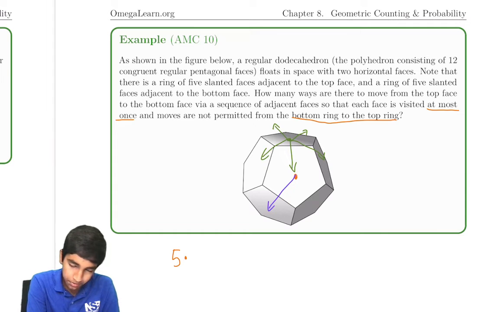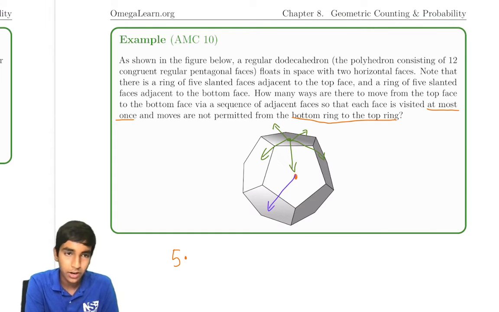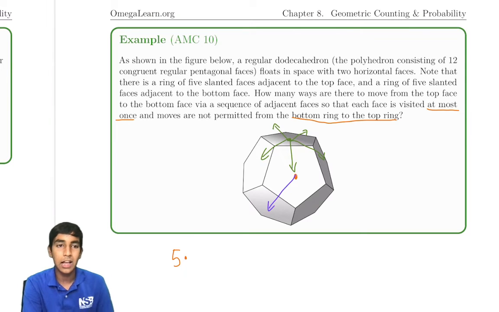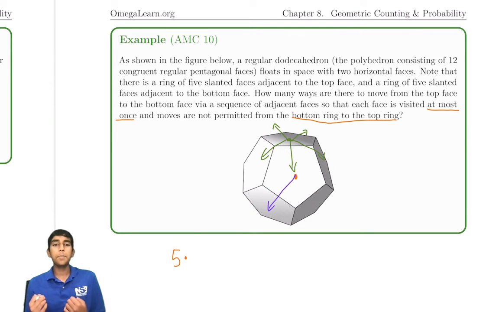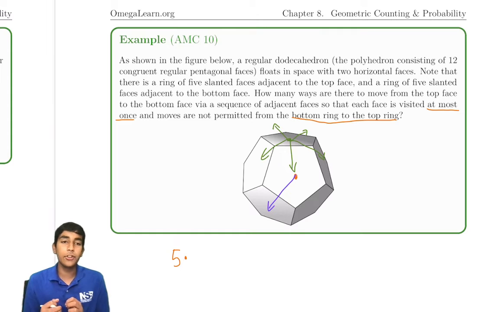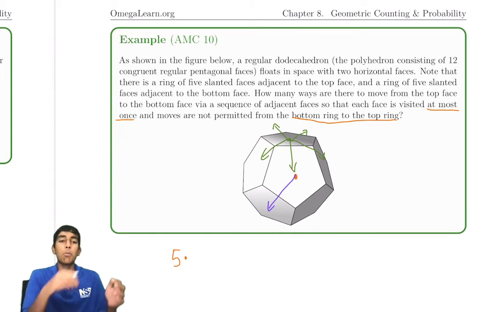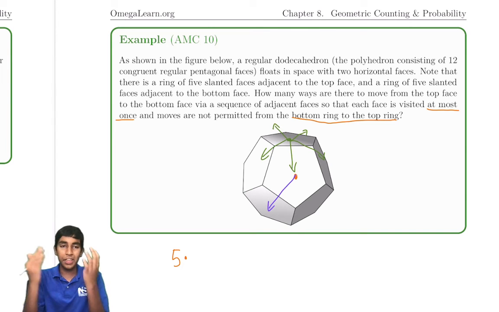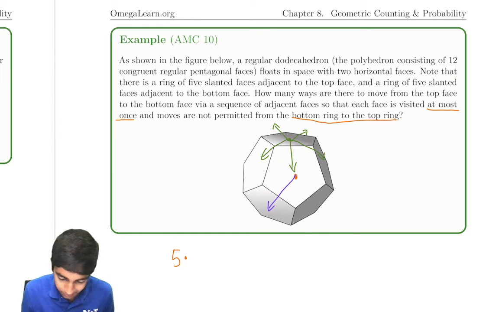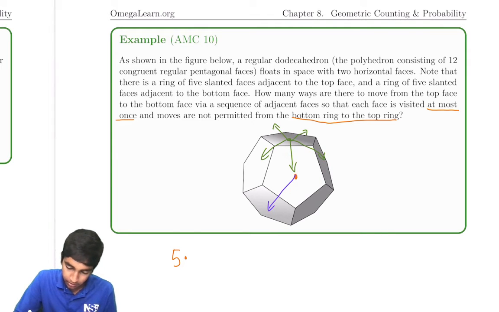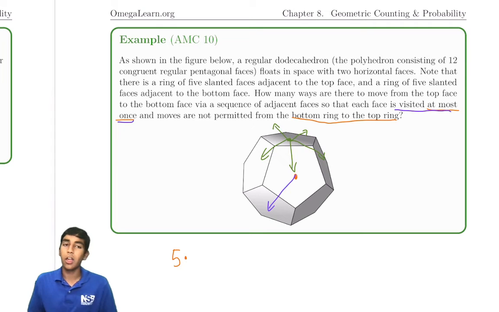So it's going to get a little bit tricky with casework if we try to approach it like that. So let's instead see how many ways there are to do anything on the top ring before moving to the bottom ring. Just anything. You can do nothing and just stay there, or move around right, move around left, whatever. But the key thing to remember here is that you're not allowed to go to a face that you've already visited. You've only visited once.